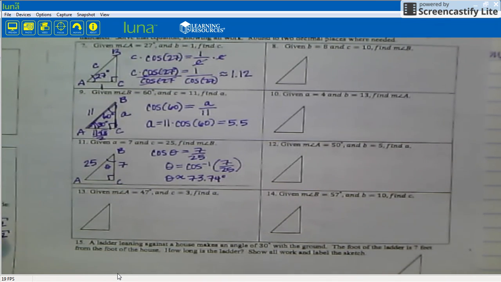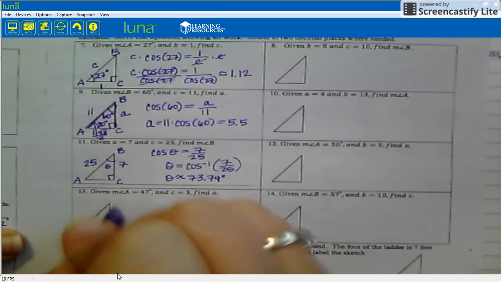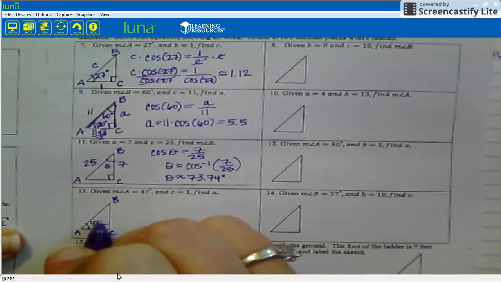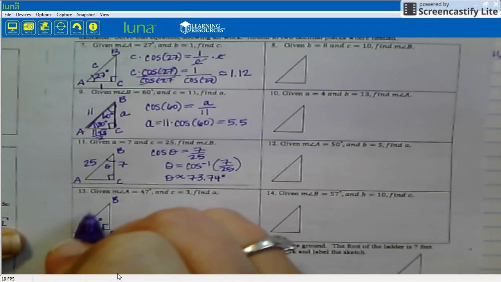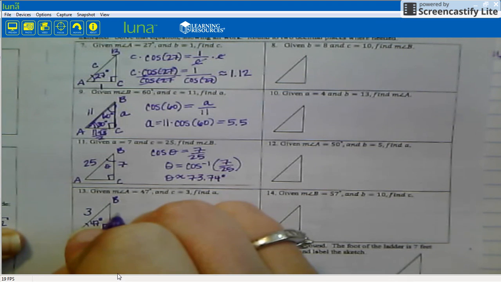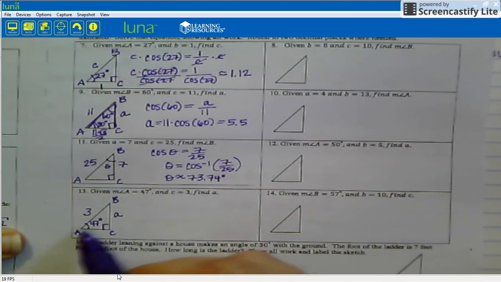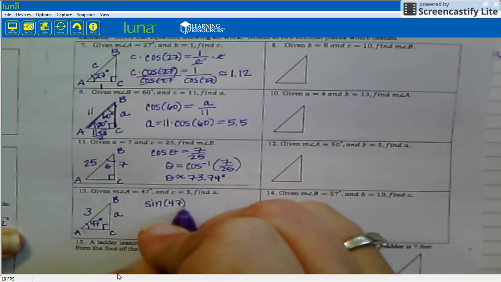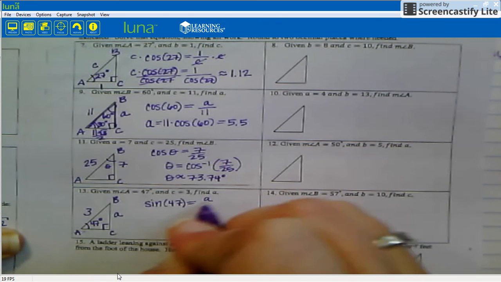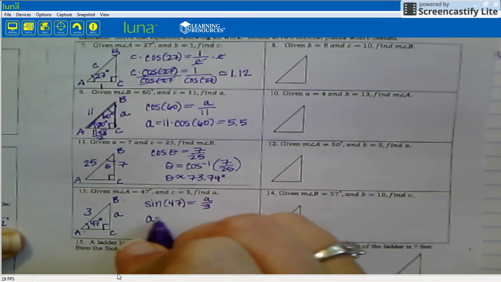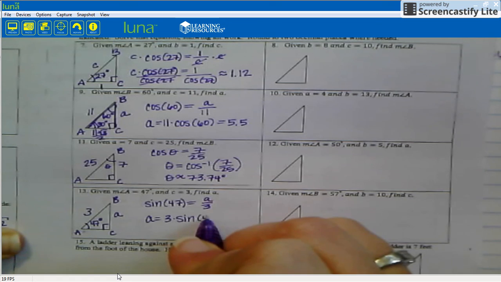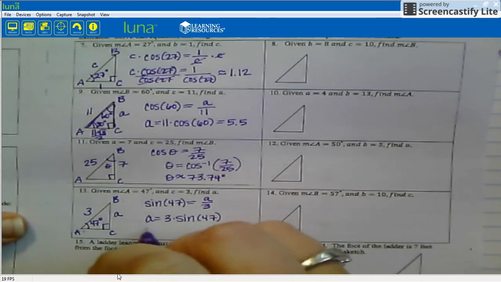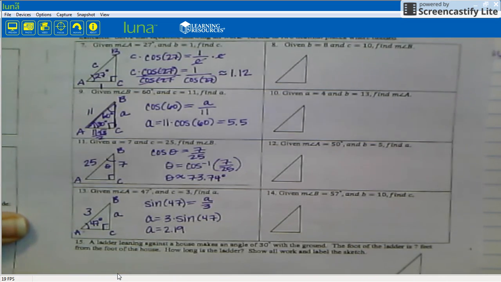For number 13, we have given the measure of angle A. So we have A, B, C. C is my right angle. Angle A is 47 degrees. We know that our hypotenuse is 3. Find little a. So I have the opposite side and the hypotenuse. So same setup, but we're going to use sine of 47 instead of cosine. And a is equal to 3 times the sine of 47. And this is going to be a is equal to 2.19, approximately.